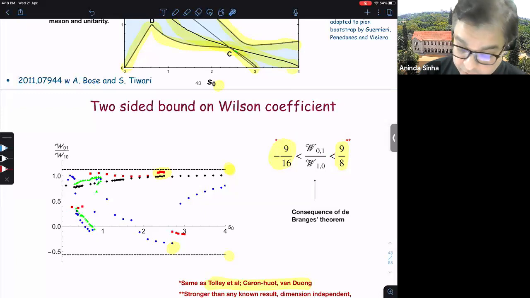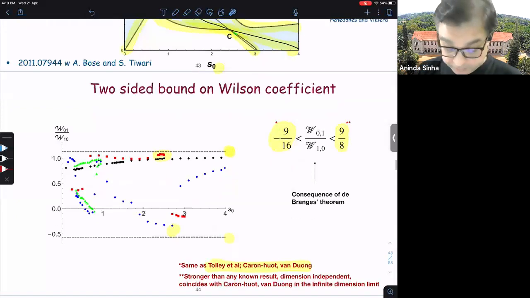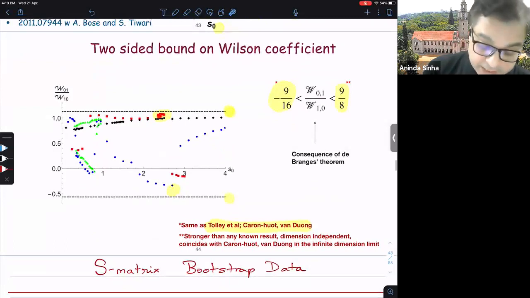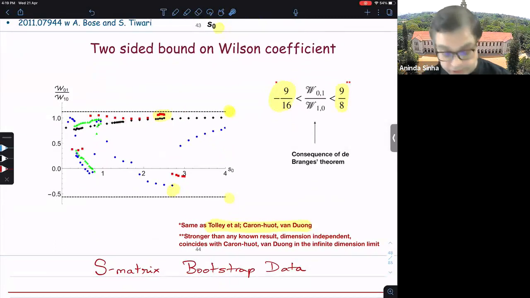So this guy is the upper bound, which is the strongest that we know in the literature, which follows from this Bieberbach connection. And this is the lower bound, which coincides with whatever Tolley and Caron-Huot have. And it does seem that there are S matrices which are trying to approach this upper bound. So in that sense, it is non-trivial.